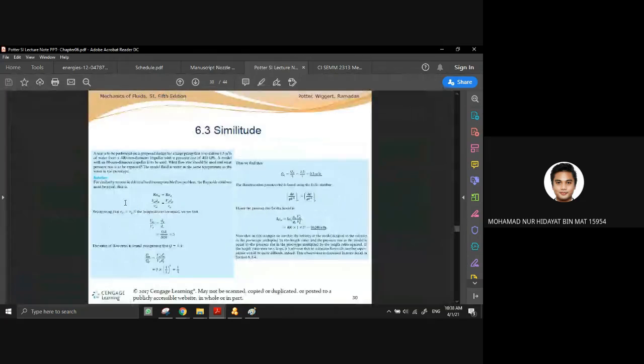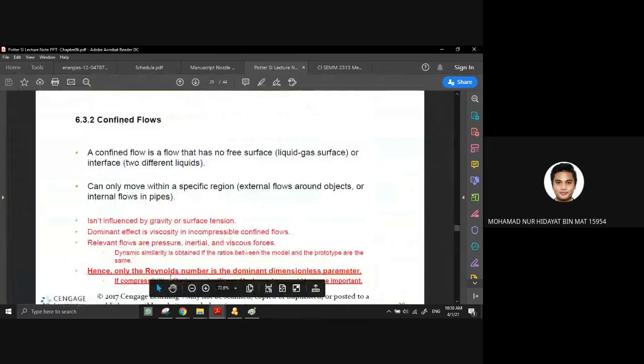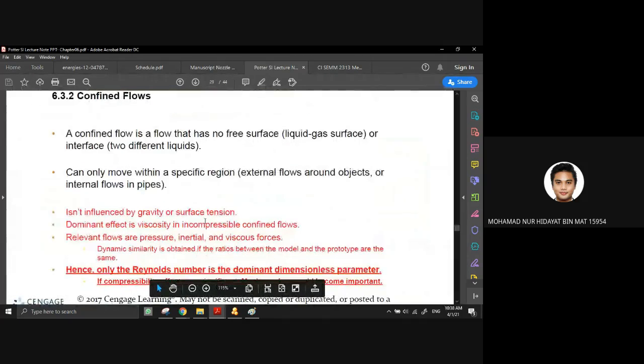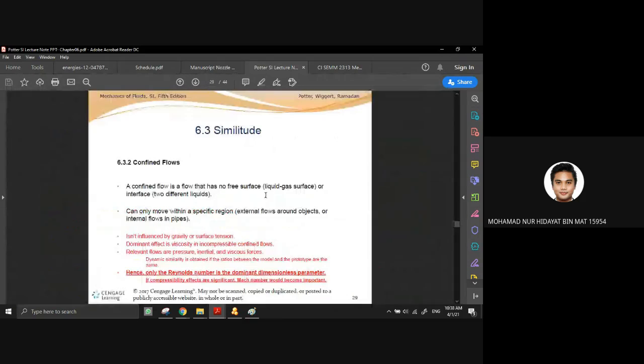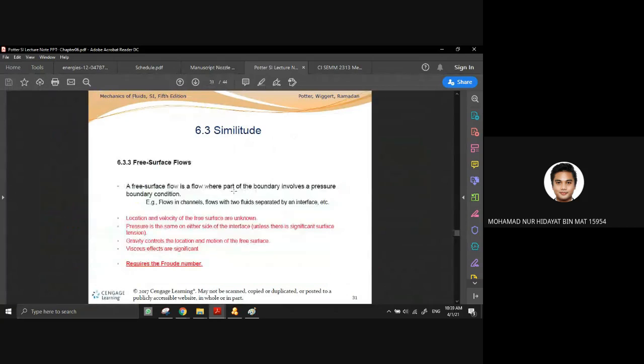You can see here, the dominant effect is discussed in incompressible confined flow. There is no free surface.